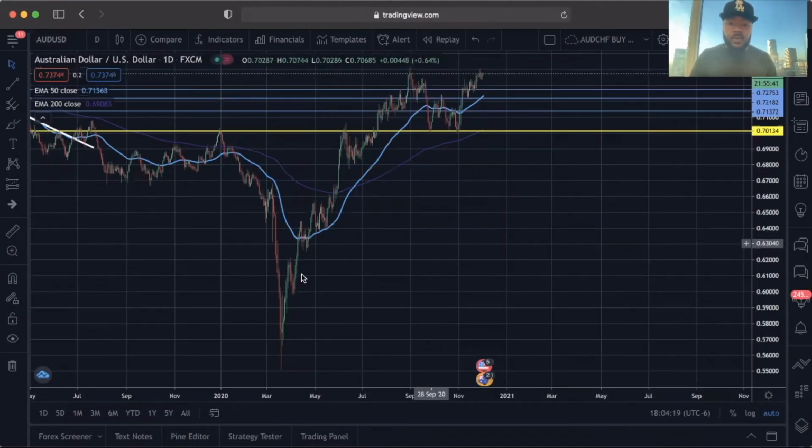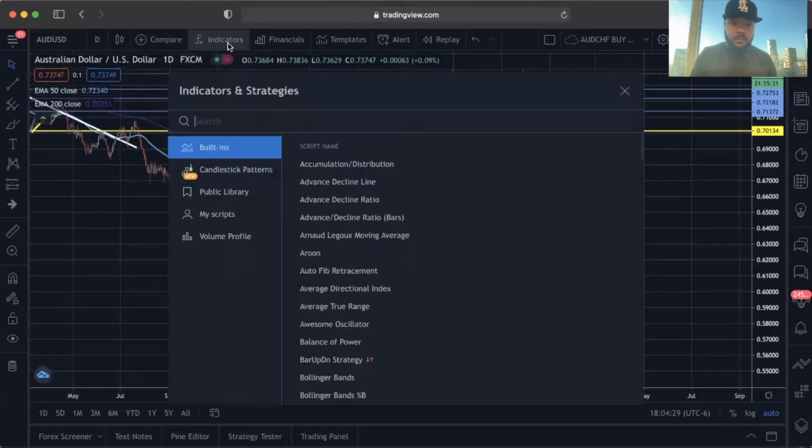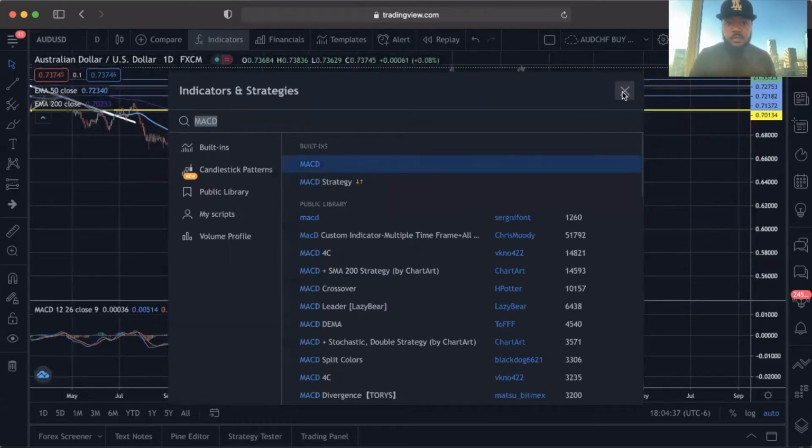All right, guys, so now we're behind the laptop here. At first, I just want to show you exactly how to pull up the MACD. If you don't know how to pull up the MACD or where the indicators are located, you go over here to indicators. Then right in the search box, you can just search MACD and it'll come up, probably the first one, not the strategy, just the first one. And then boom, you pull it up.